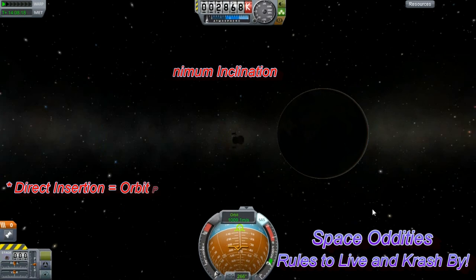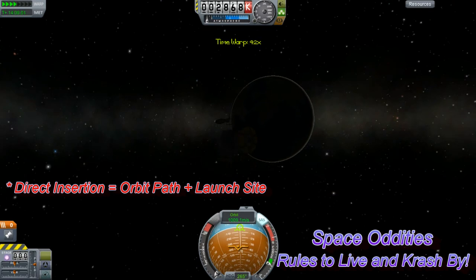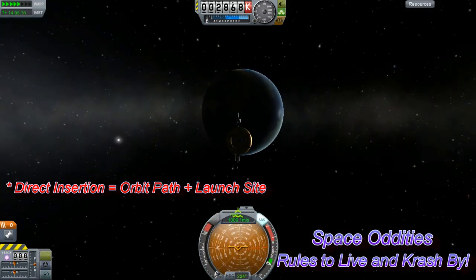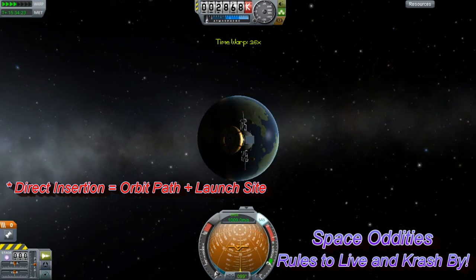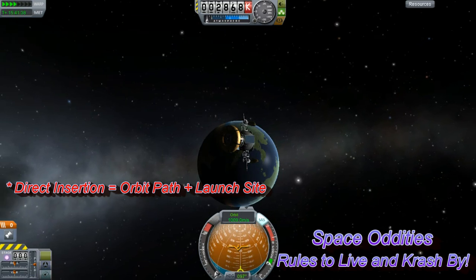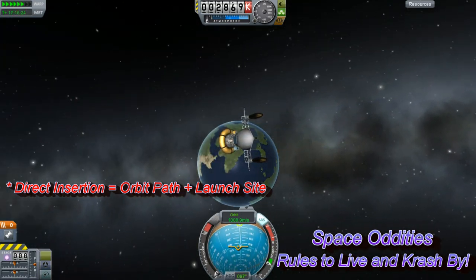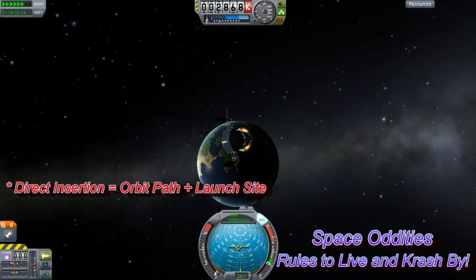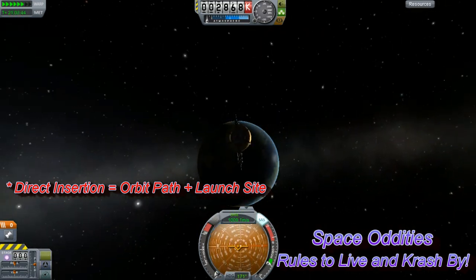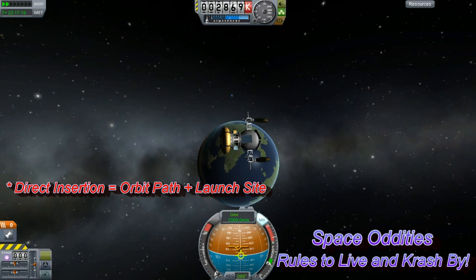Direct insertion equals the orbital path and launch site. Direct insertion has to do with getting directly into the orbit you want from the launch site. KSC is ideally placed on the equator and can take the express elevator to any orbit that we want. But if you choose a launch site at another latitude, you can't do a direct insertion into certain orbits. The launch site needs to intercept the ground trace of the planned orbit for it to work. So a launch site at 10 degrees north is never going to intercept the ground trace for a geostationary satellite, or one that is inclined at 5 degrees.